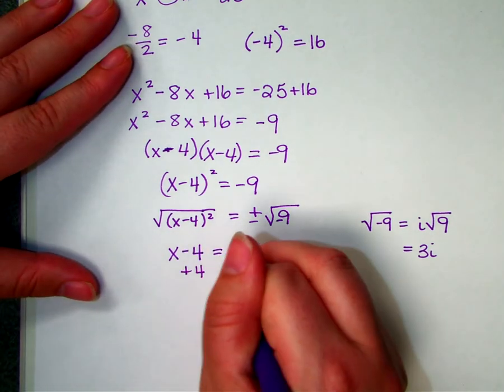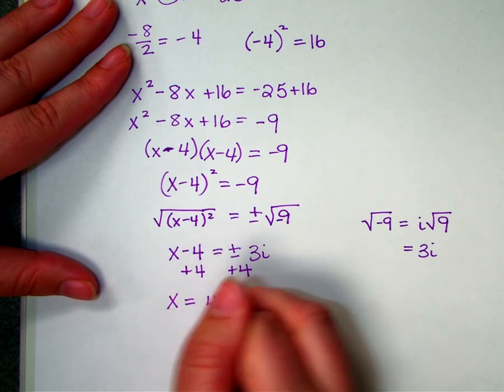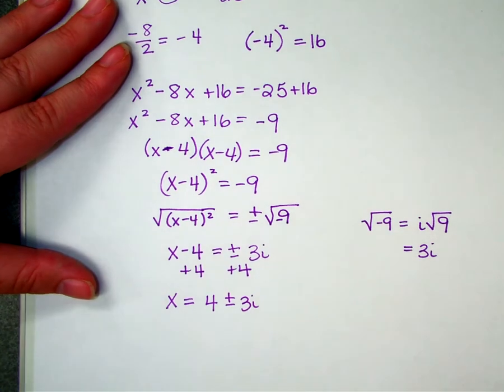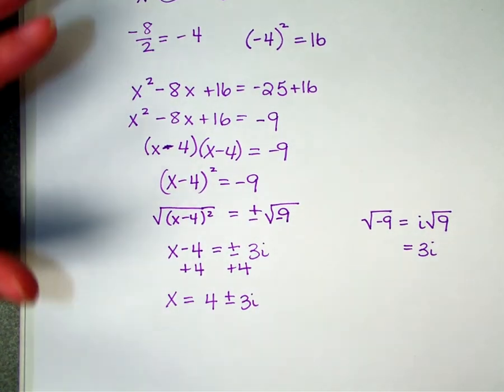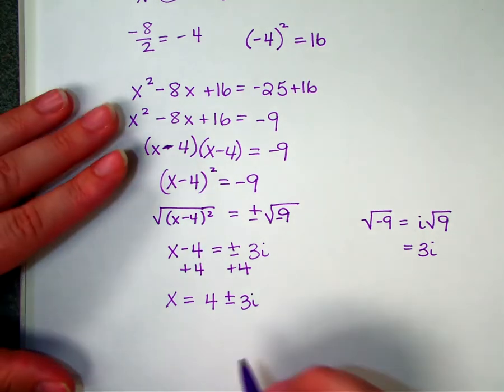Now I add 4 to both sides. So this will look like x equals 4 plus or minus 3i. I can't combine these things because they're not alike. One is a whole number, the other is an imaginary number. So I can't combine those two things together. So I write them separately.